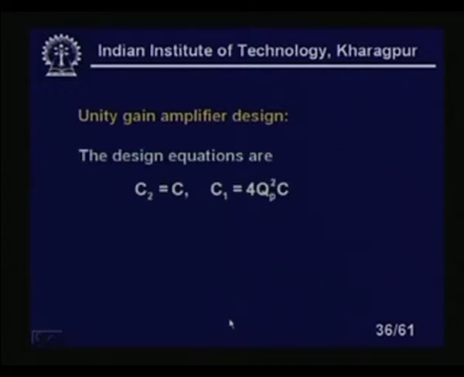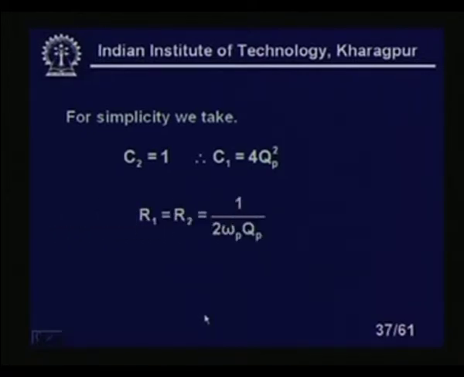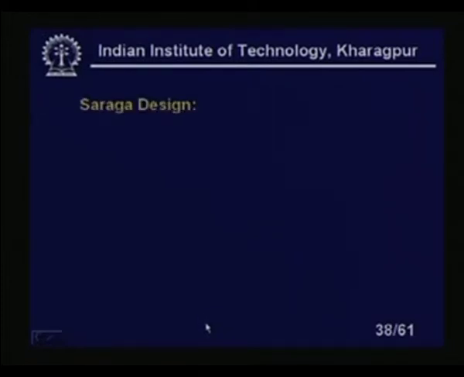is that design equations are C2 equal to C and C1 equal to 4 QP squared C. Now, see if QP is 1 the capacitor spread is not that much, but if QP is 10, which is not very uncommon, in that case capacitor spread will be extremely high. R1 equal to R2 equal to R and CR equal to 1 upon 2 omega p QP. For simplicity we take C2 equal to 1, C1 equal to 4 QP square, R1 R2 equal to 1 upon 2 omega p by QP, and the surrogate design you see here.